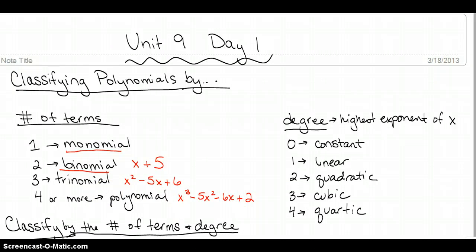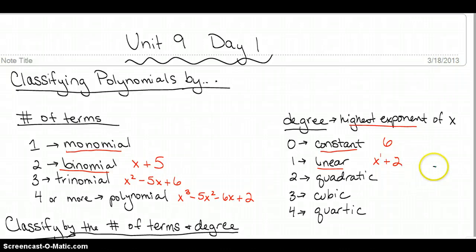The other way that you're going to have to classify polynomials is by the degree. You're going to be looking at x, or whatever variable there is if there isn't an x, and see which one has the highest exponent. If there is no x at all, the degree is 0, and that's known as a constant. So a constant typically is not going to have an x at all. It's just going to be a number like 6. That's a constant. If the highest exponent of x is 1, it's a linear. So if you had something like x plus 2, the highest exponent is 1, that's known as a linear.